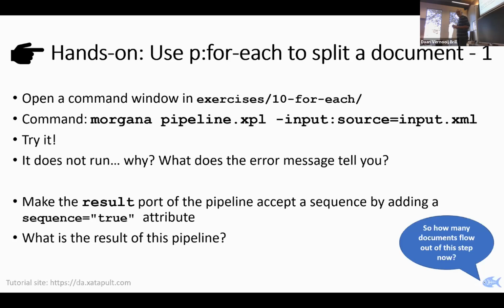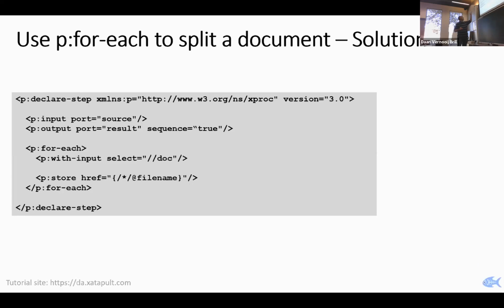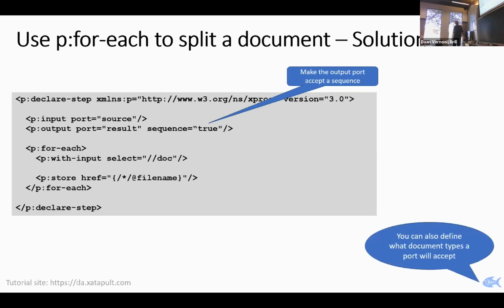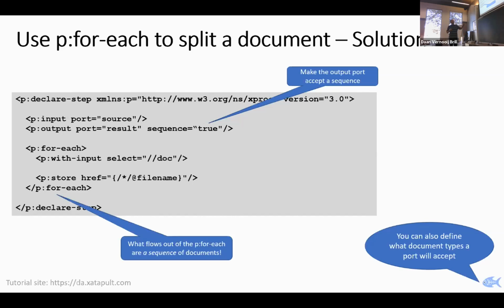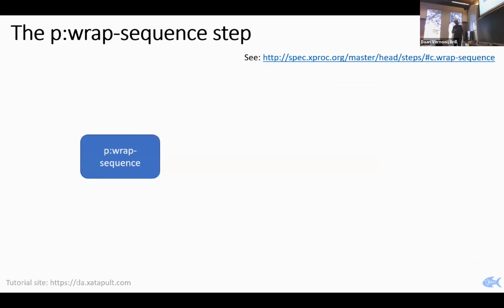Okay, 5 minutes. All right, I'll wrap up. This was a solution. We could add the sequence attribute, which probably you all did. No surprise. And it makes the output accept the sequence. You can even tune your ports even better. You can also tell them, for instance, what MIME types of documents a port should accept or not. So you can make your pipeline even safer by, for instance, saying you should only accept XML documents. Stuff like that. And again, what flows out of here is a sequence of documents.